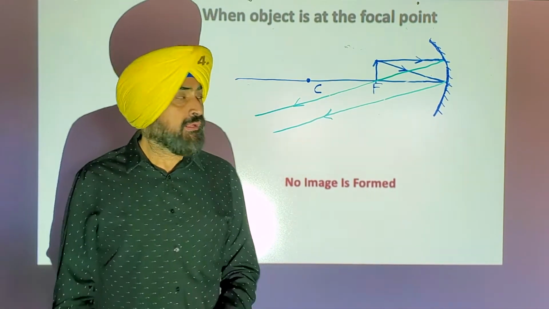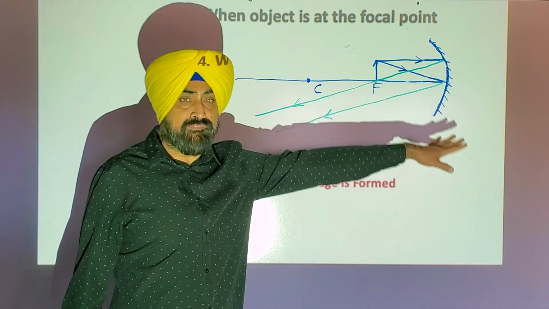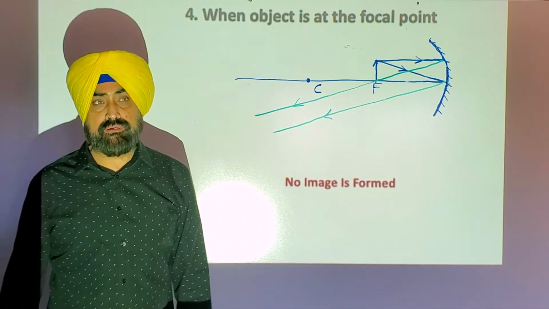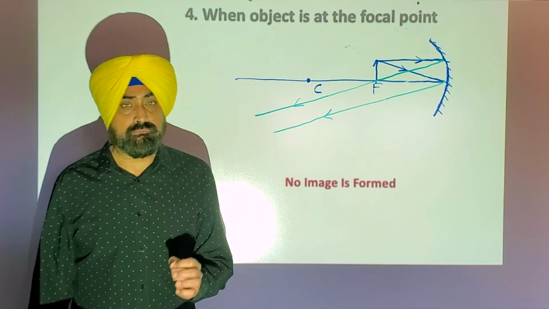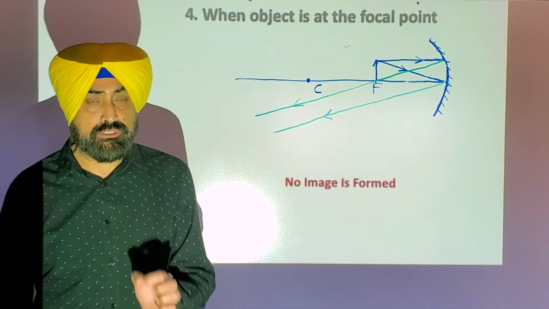So remember, if the object is placed at the focal point of a concave mirror, and even in a convex mirror also, no image is formed. So it's a special case where no image is formed.